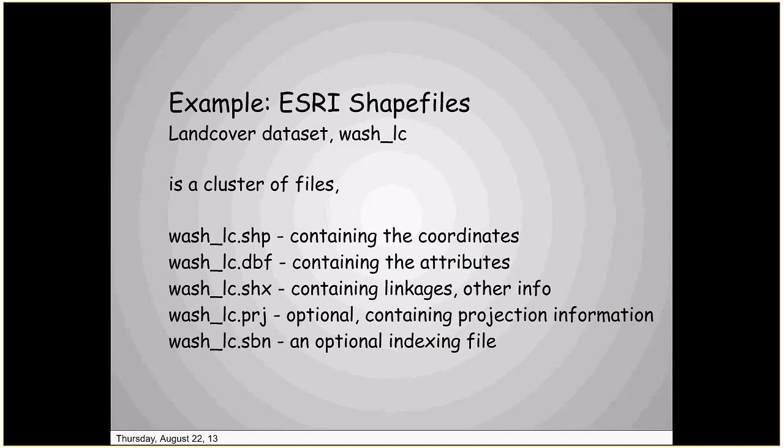So when we go in and you hit the Add Data button like you did last week in the lab, all you see is the shapefile inside of ArcGIS. But if you went into Windows Explorer, you'd see all these other files. You'd see the DBF file, the SHX file, the PRJ file, and the SPN file. The shapefile itself, the actual file that's on disk, is only containing the coordinate information, not the attribute information.